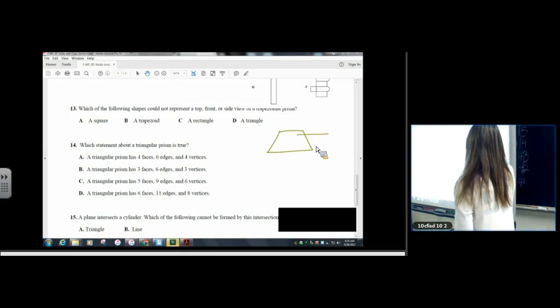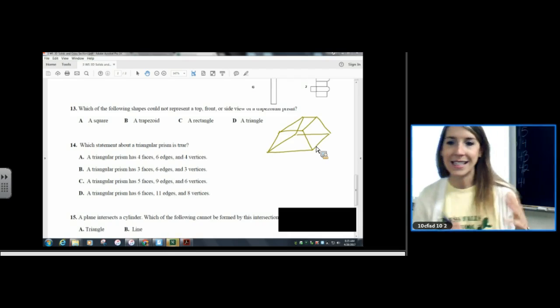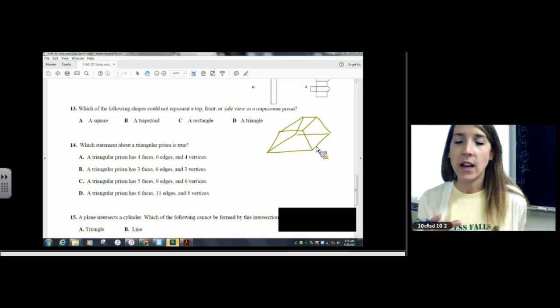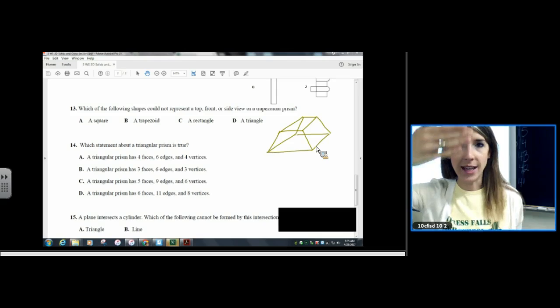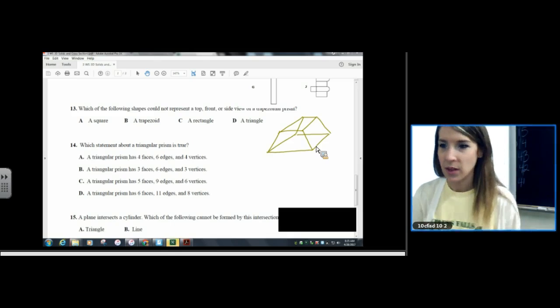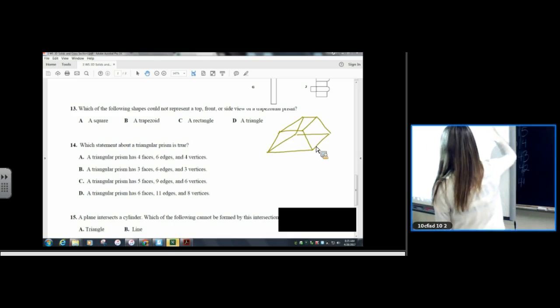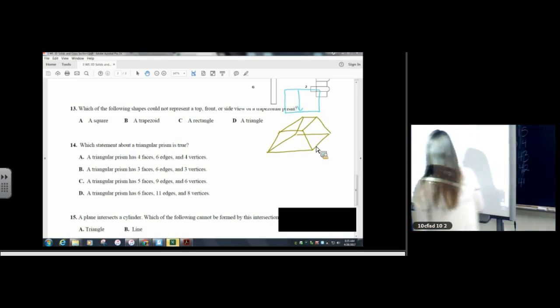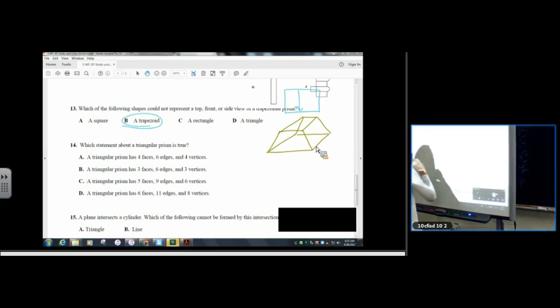I'll overlap them a little bit. Try to visualize a trapezoidal prism and try to visualize slicing this different ways. So we know in a prism, you learned on your discovery that if you take the cross-section parallel to the base of a prism, you're going to get the shape of the base. So if we cut through it like this with our plane, we are going to get a trapezoid. So that's not the right answer.